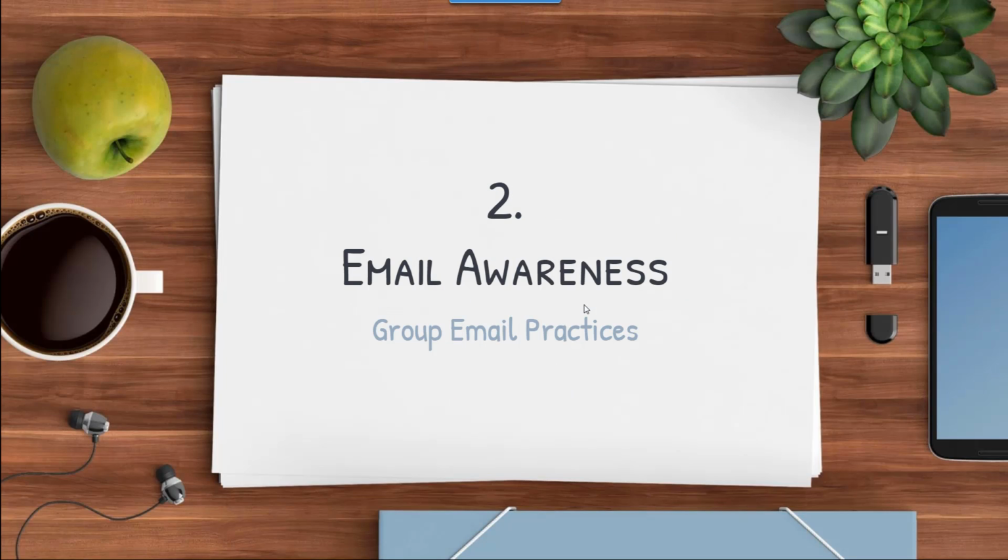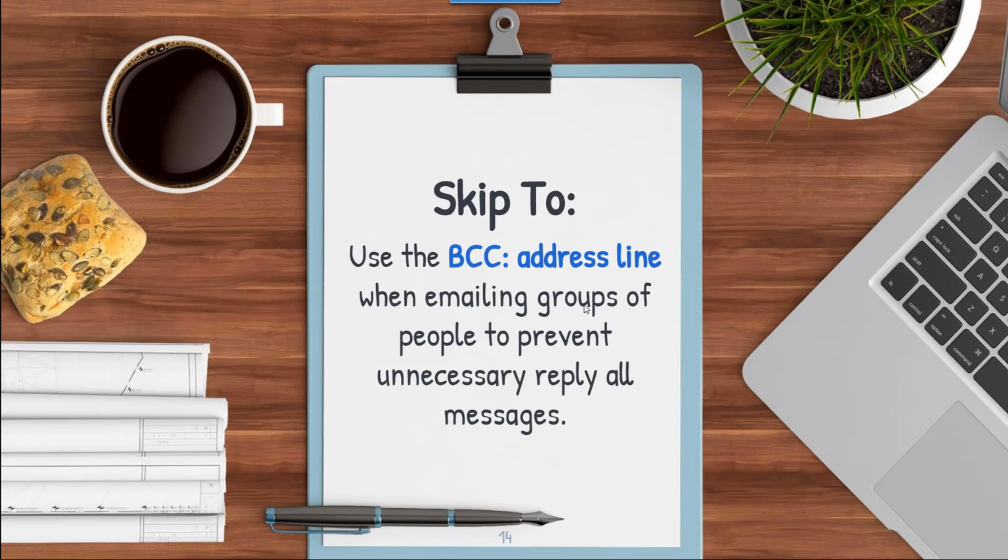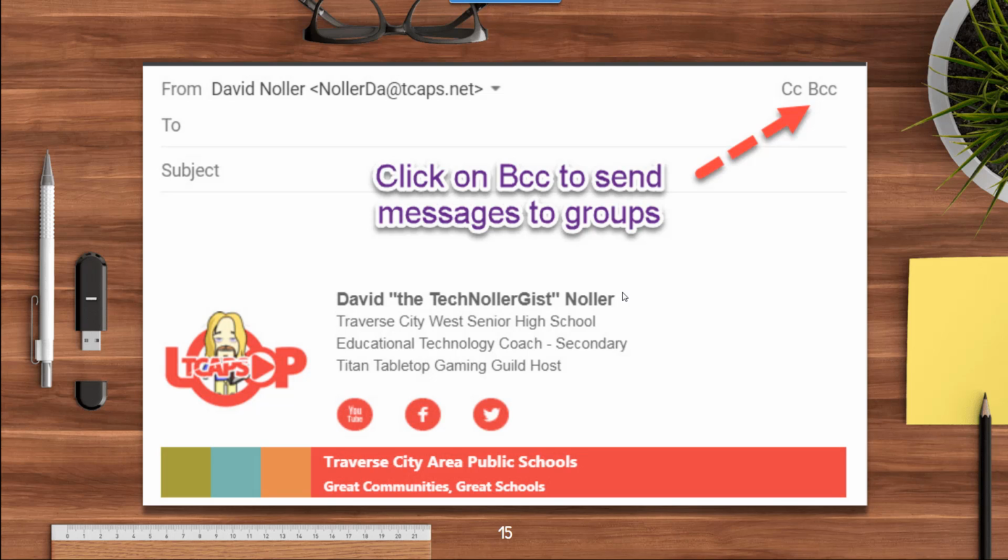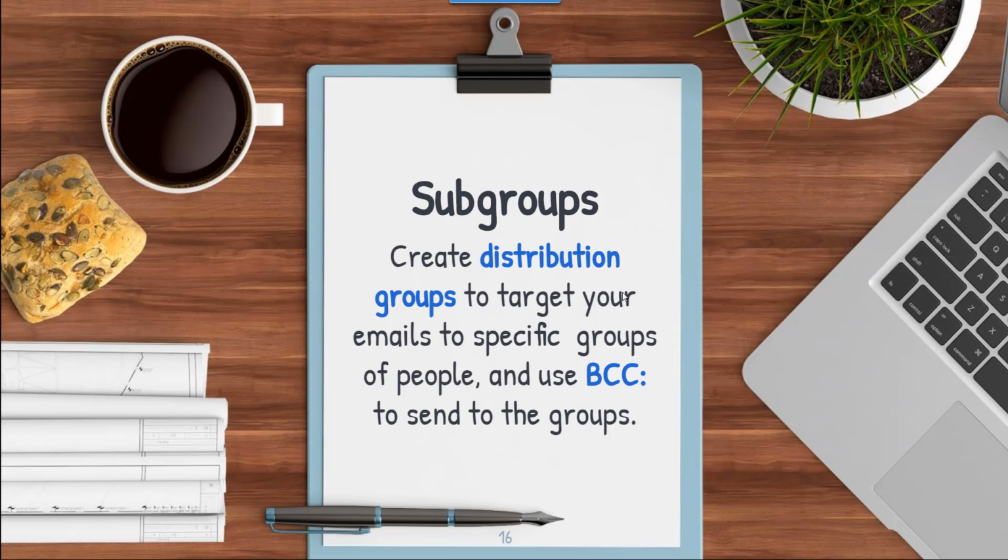Another important consideration is being aware when you are emailing large groups. Instead of using the To address line, get used to using the BCC address line when emailing groups of people. This will send a blind carbon copy to each member of the group and will prevent unnecessary messages that sometimes happen when users reply all to the group that's mentioned in the To address line. In order to send a message to a group, click on BCC in the upper right corner of your message box.